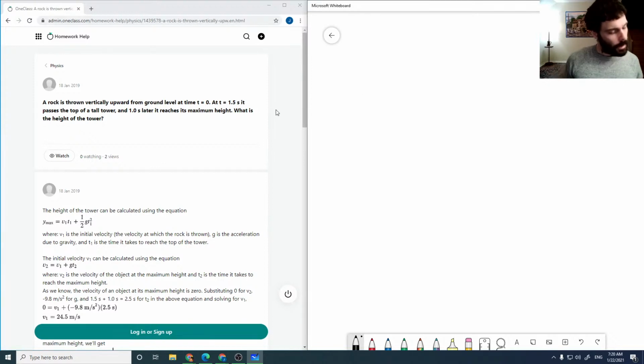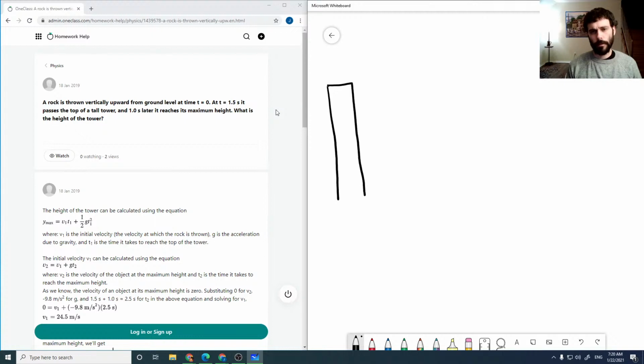So here we have a rock thrown vertically upward from ground level at t equals 0 seconds. I'm going to assume that my rock is being thrown from y equals 0, t equals 0, and so it's thrown with some velocity. At t equals 1.5 seconds, it passes the top of a tall tower.